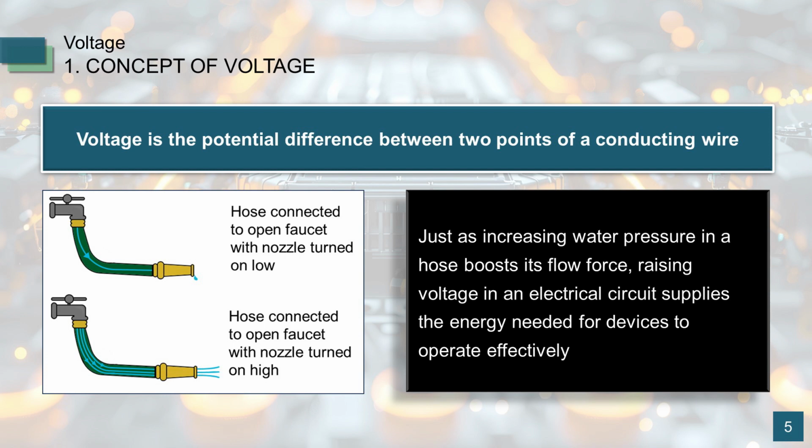Likewise, when you increase the voltage in a circuit, the electrical energy flows with more force, allowing devices like motors to operate more effectively. So, just as increasing the water pressure in a hose makes the water flow with more force, increasing the voltage in an electrical circuit provides the necessary energy for electrical devices to function correctly. It is important to remember that voltage does not flow. It is the pressure that causes the electrons to flow, or the pressure that causes current. Voltage is the driving force that pushes electric charges through a circuit, much like water pressure drives the flow of water through a hose.